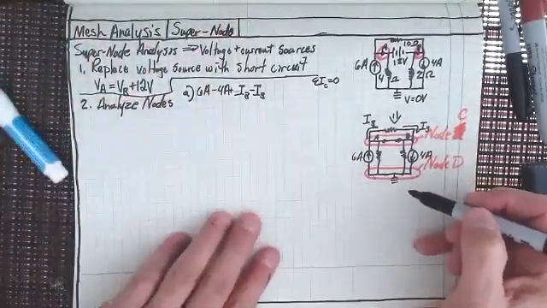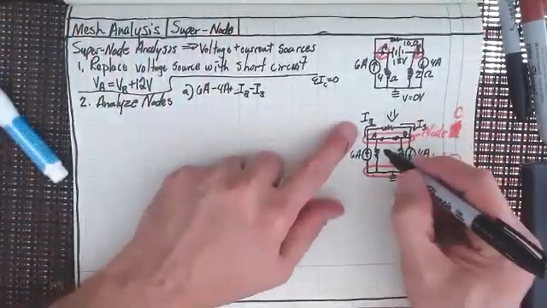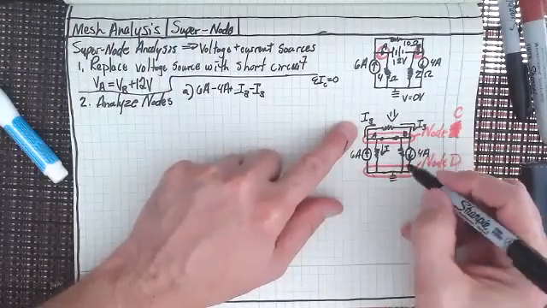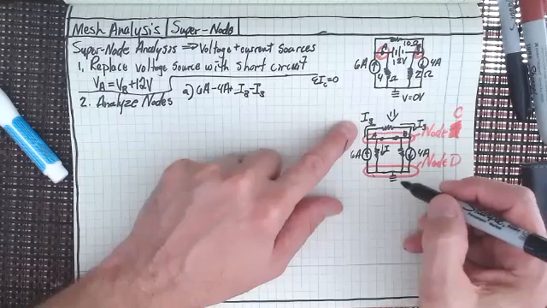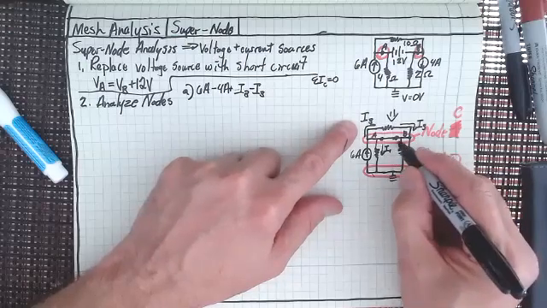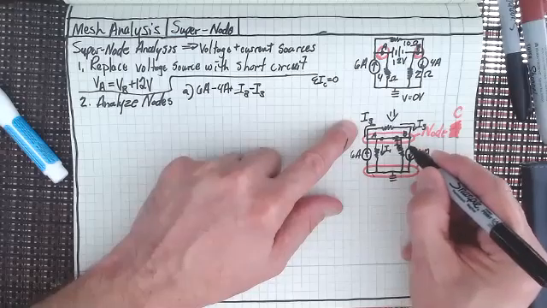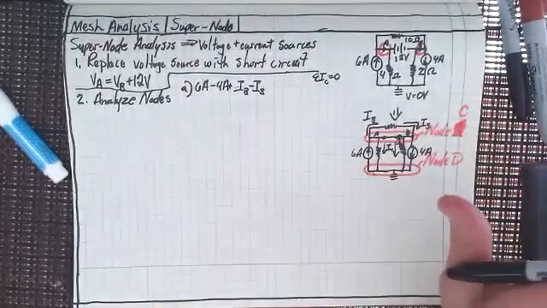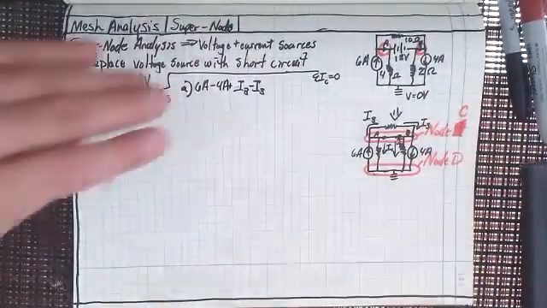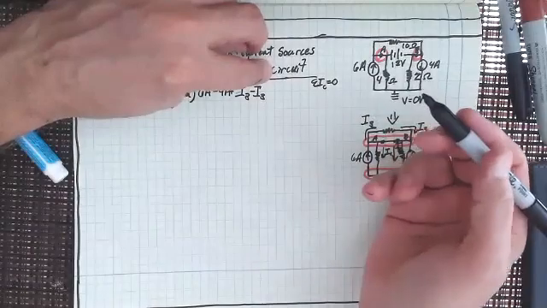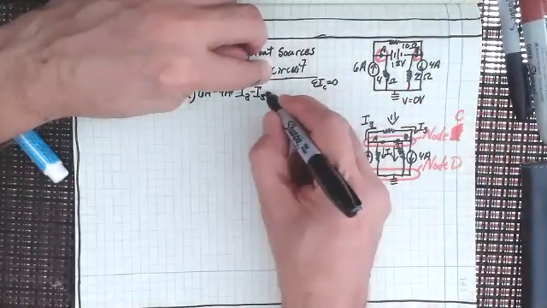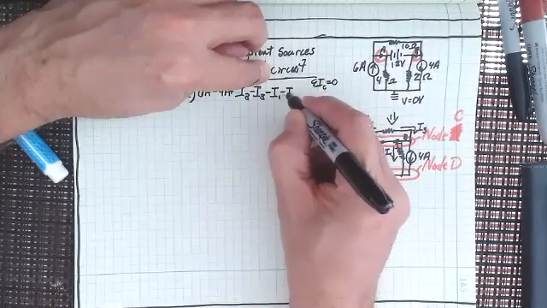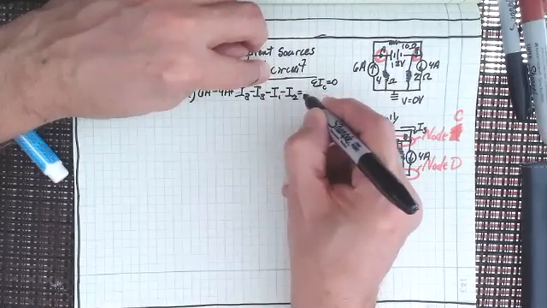How about the other directions? I'm just going to make an assumption that the current, I'll call that I1, and I'll call this I2, are both flowing down. I may be found to be wrong, but if I am, they'll come out negative, won't they? So I'm going to say that minus I1 minus I2 equals 0.